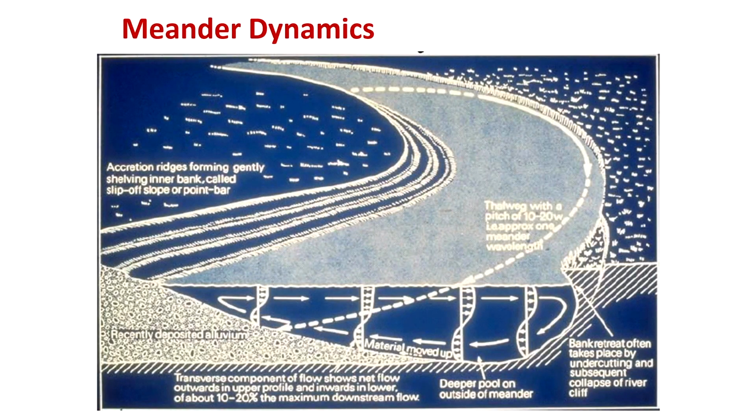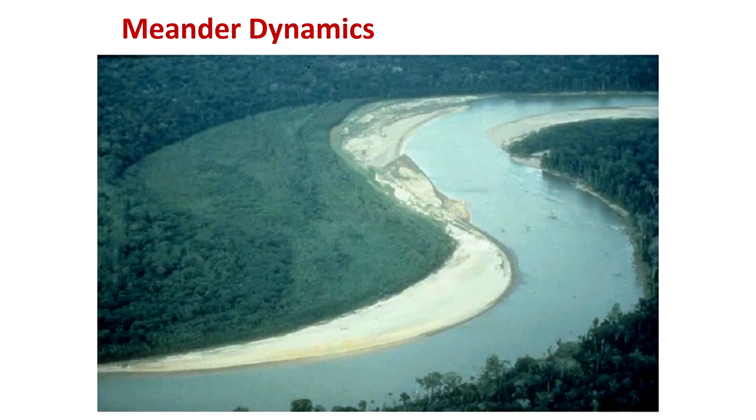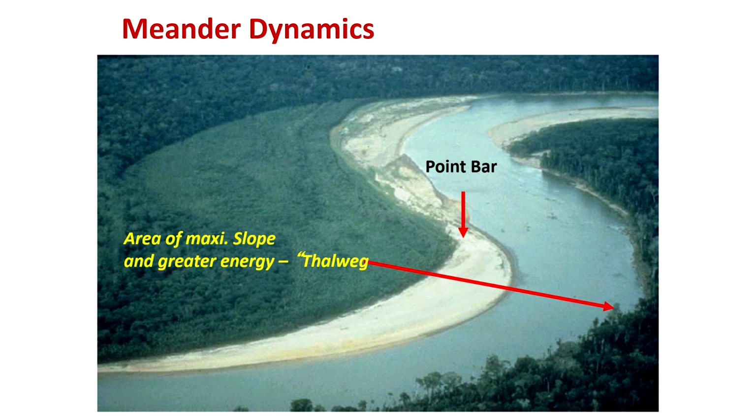So, meander dynamics: as we have seen in the previous slide, we have maximum depth on the erosional side. That is the area of maximum slope as well as greater energy, and it is termed the thalweg.